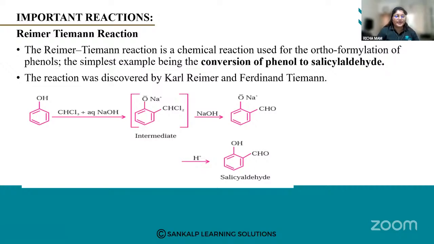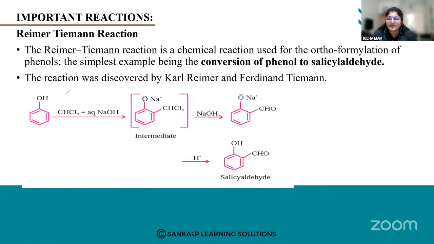So next, we are going to see some of the important reactions. These are some of the important reactions for phenol. The Reimer-Tiemann reaction is a chemical reaction which is used for ortho-formylation of phenols. So what we are doing here is preparing a salicylaldehyde.